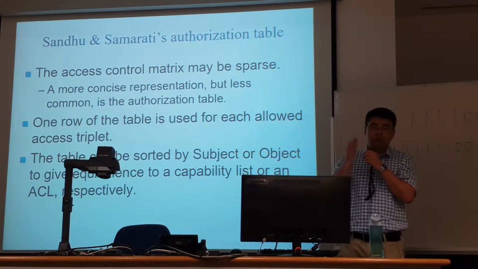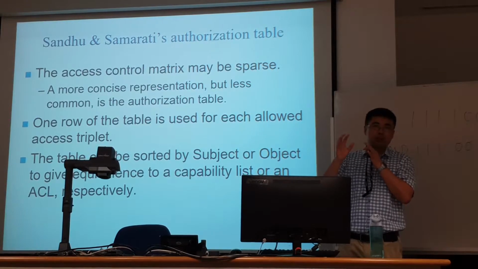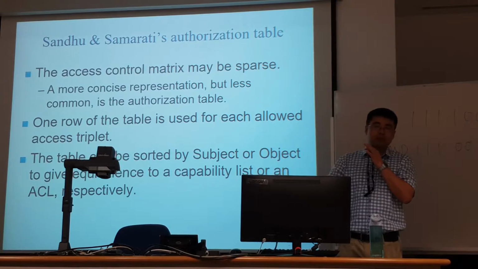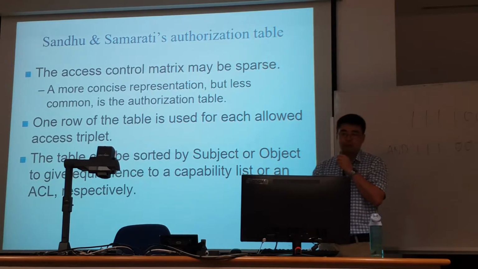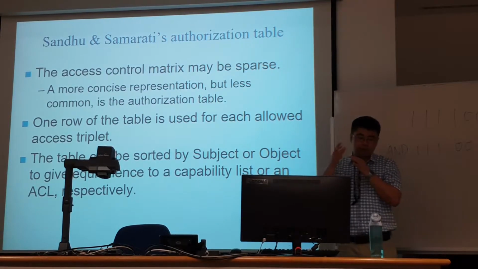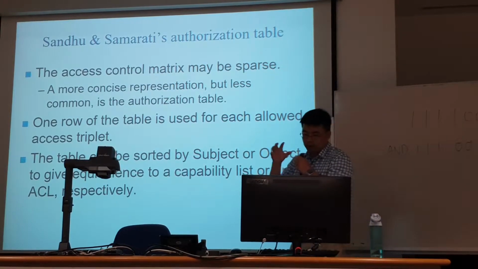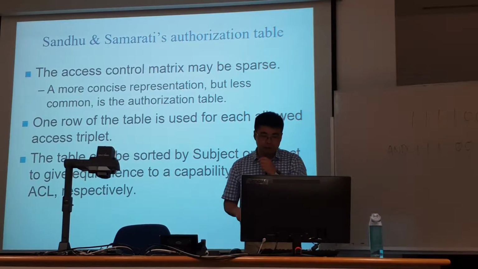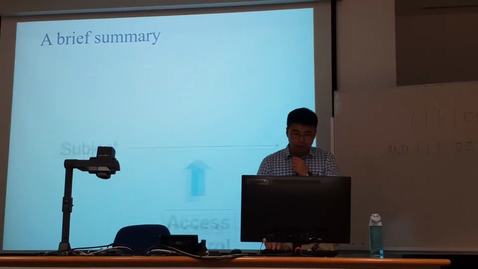If we sort the table according to the object, then we get the ACL, because for the same object, if you sort the table according to objects, then basically you group all the entries by the objects. In this case, you have the ACL. And if you sort by the subjects, then you have the groups of permissions based on the subjects. You have that capability. So this is another way to implement this access control.